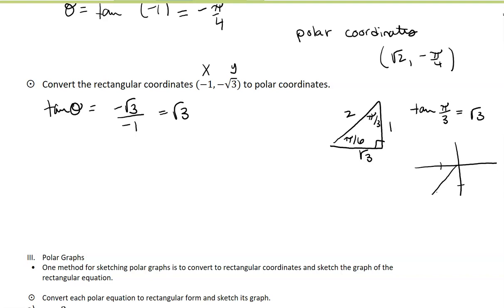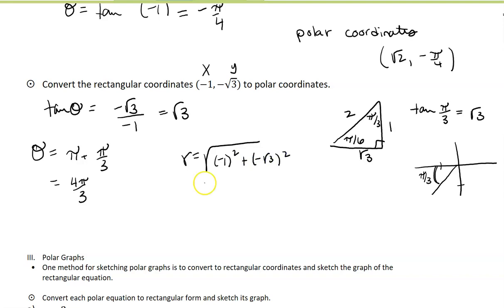So I know that it needs to be whatever angle has a π/3 in this quadrant. So theta in this case is going to be π plus π/3, which gives me 4π/3. So there's a couple of different ways you can go about solving that. R is going to be the square root of x² plus y², which is the square root of 1 plus 3, or 2. So my polar coordinates would be 2 and 4π/3.